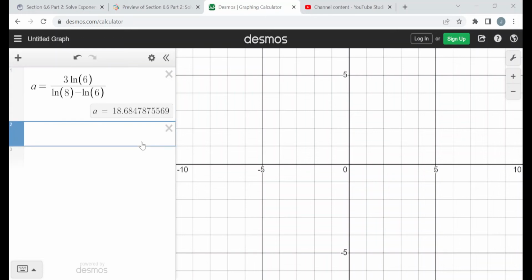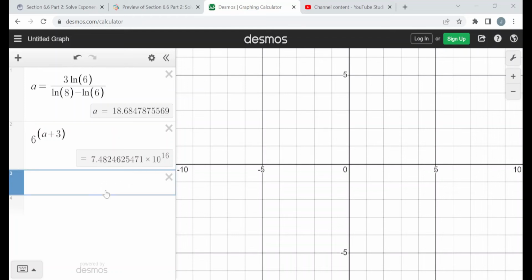So on the second line here, what's 6 raised to the a plus 3 power? 6 raised to the a plus 3. So it's a huge number, 7.4 something times 10 to the 16th, a very, very large number. And the other side was 8 to the x. So what's 8 to the a? And you see it's the exact same value. So this value of a up here, this 18.68 and so on, is the solution to our equation. It makes the expression on the left side equal the expression on the right side. So 18.7 is a valid approximation of the answer.